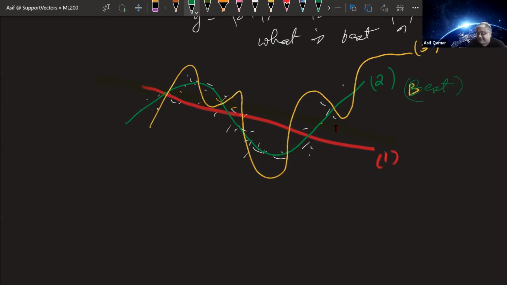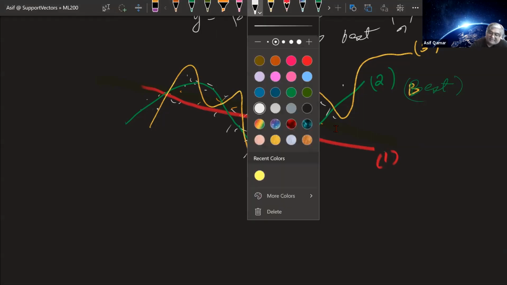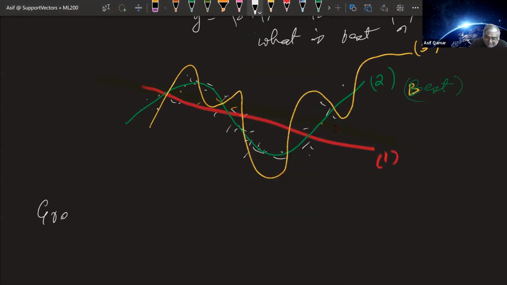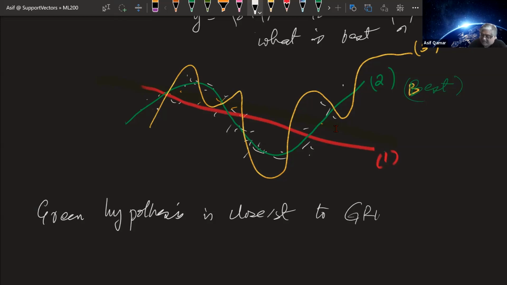Now, what do we say about 1? Compare to the best answer. So let me state this in points that is important actually in practice. Green hypothesis is closest to ground truth. Ground truth being the data. You can look at the data and tell that really green seems to be better fitting to whatever produced this data.